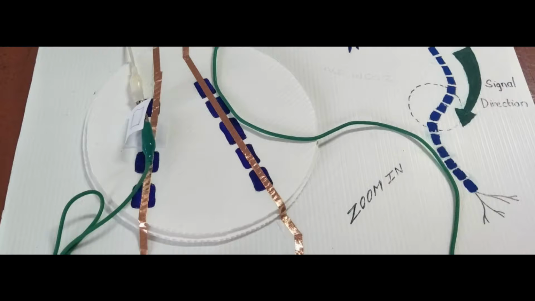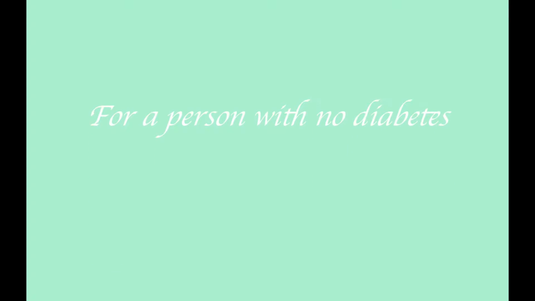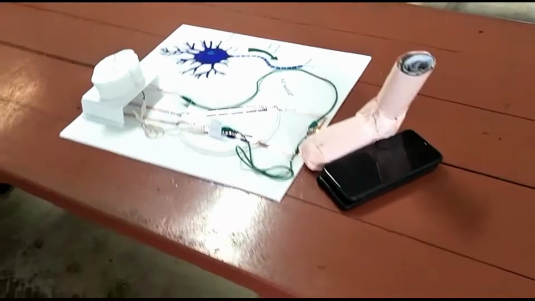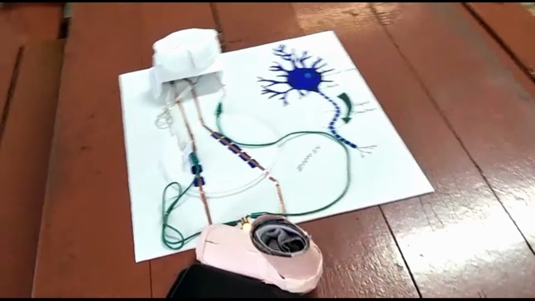Alongside this, there's an enlarged version of the Schwann cells in the nerve cell. The electrical circuit running through this part represents the nerve impulse conduction along Schwann cells. Successful conduction is indicated by the light bulb in the circuit turning on. This electric circuit in our model represents the nerve system when a person does not have diabetes.